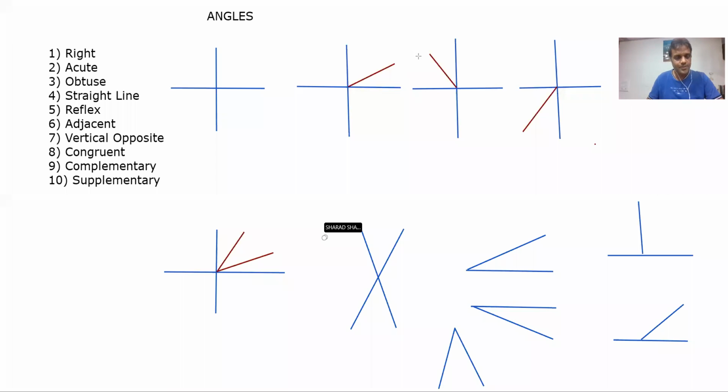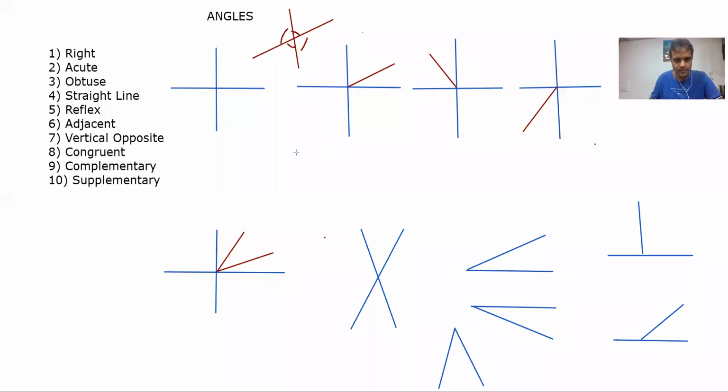Hi students, today we are going to talk about angles, and let me tell you, angles are very important in geometry. So what are angles? Angles are formed the moment two lines intersect each other. For example, if these two lines intersect, this angle and this angle get formed. This angle and this angle get formed, right?